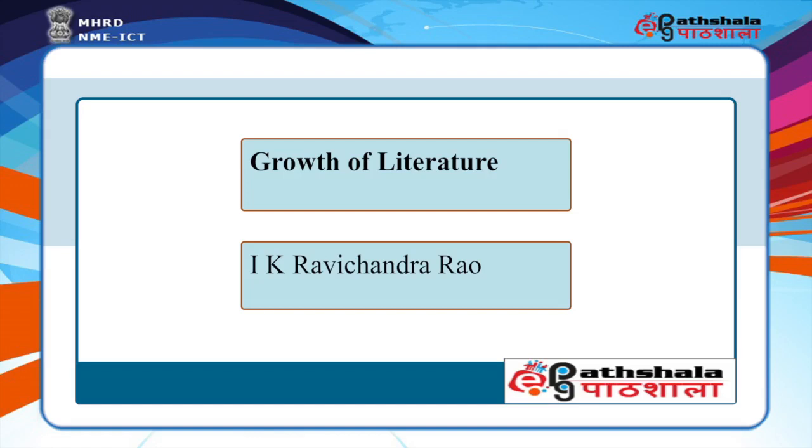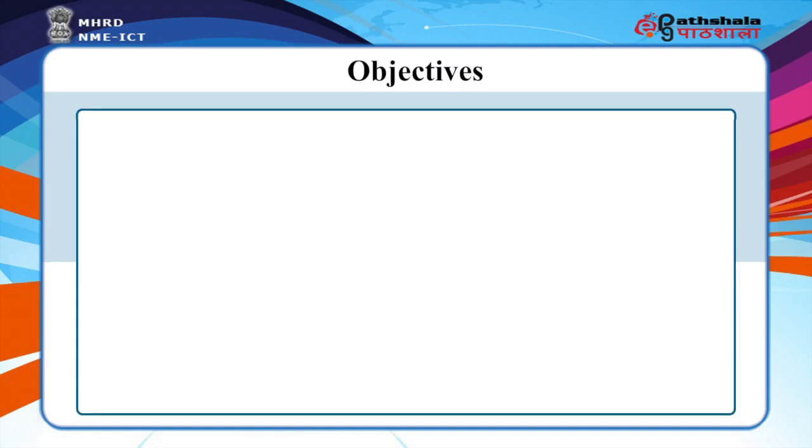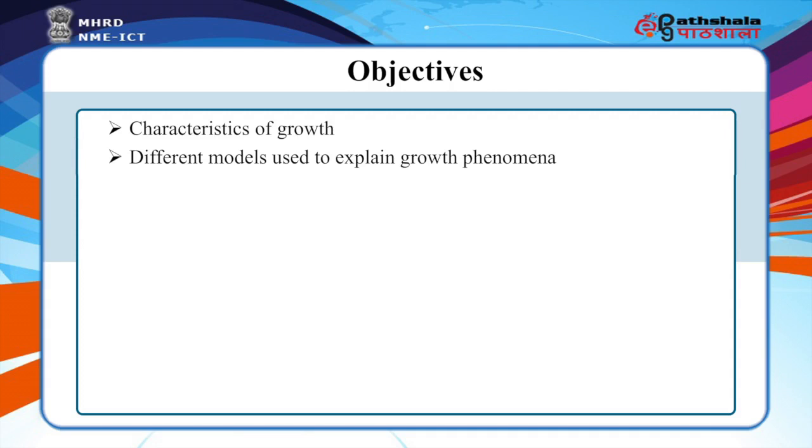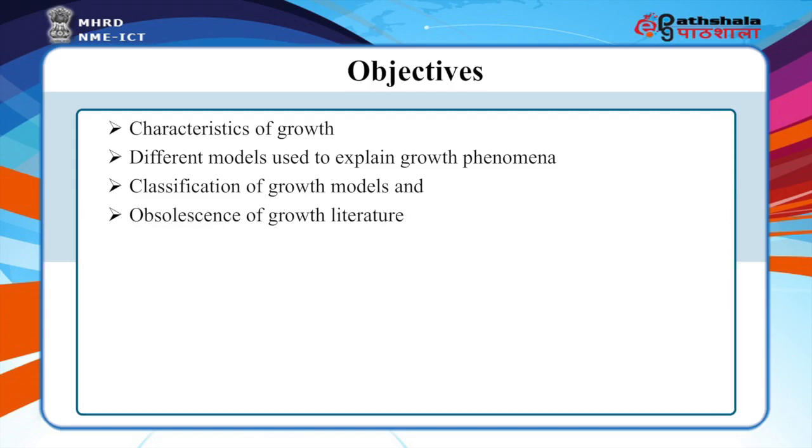This module is on growth of literature. In this module, we shall look at the characteristics of growth, different models that are used to explain growth phenomena, classification of growth models, and obsolescence of growth literature.